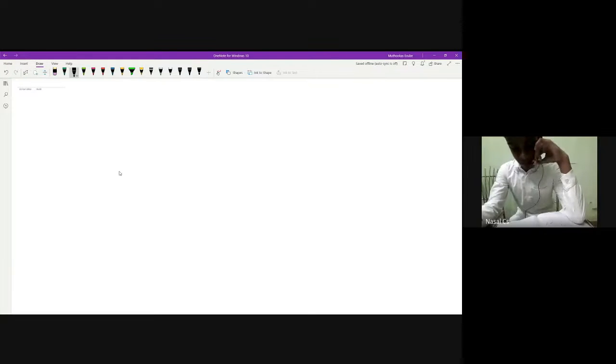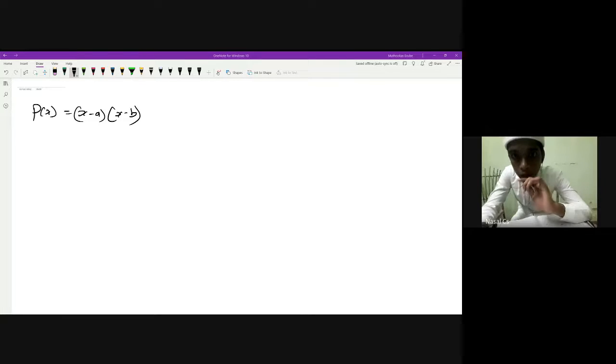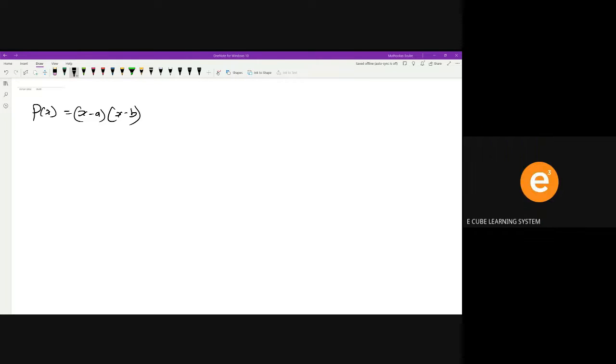Suppose we have a polynomial p of x which is equal to x minus a into x minus b. In such a case, what are the factors of the polynomial? x plus a and x plus b? Is it x plus a? P of x is equal to x minus a into x minus b. What will the factors be?